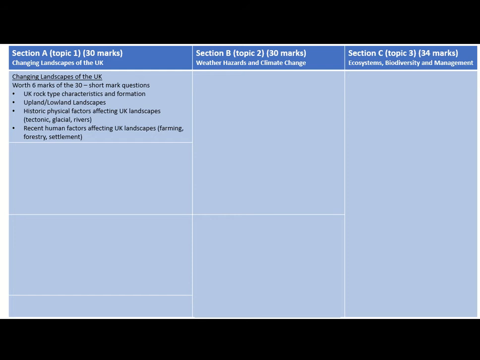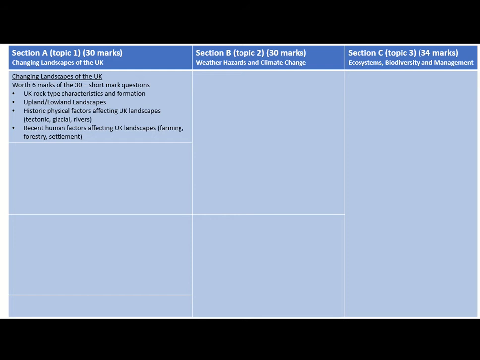Upland and lowland landscapes, so the difference between the northwest of the UK, which is upland landscapes with mountainous areas and generally harder rock types, and then the lowland southeast areas, which are generally softer rock types. The historic factors which have affected the UK landscapes, and these are physical factors. So these are factors that before humans existed shaped the UK's landscape as we know it today. So tectonic processes, glacial processes during the last ice age, and also river and slope processes.